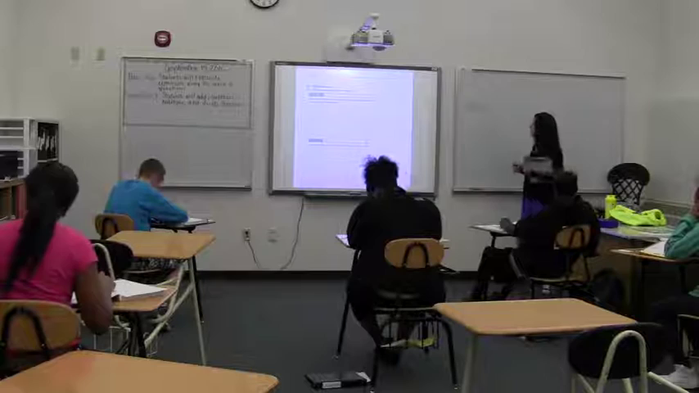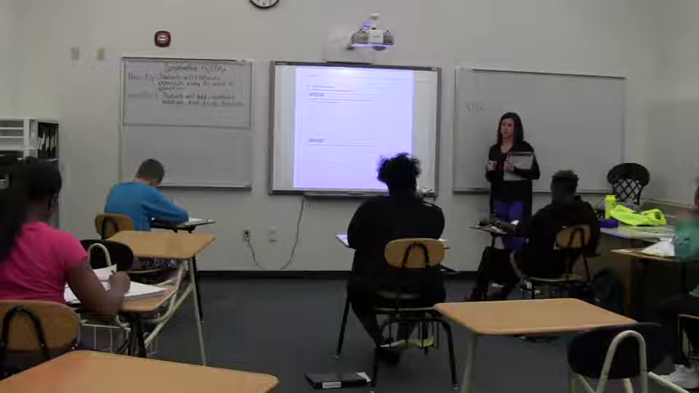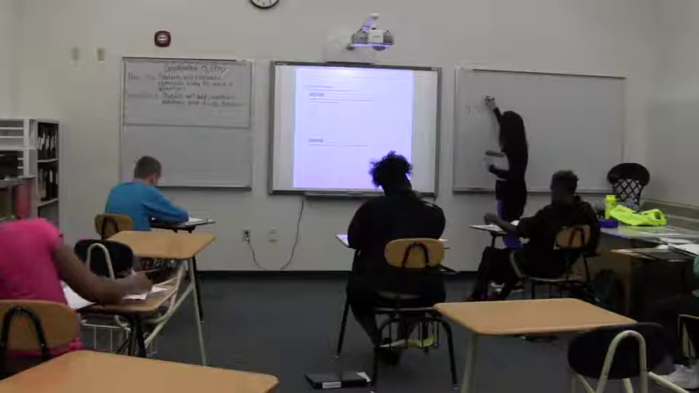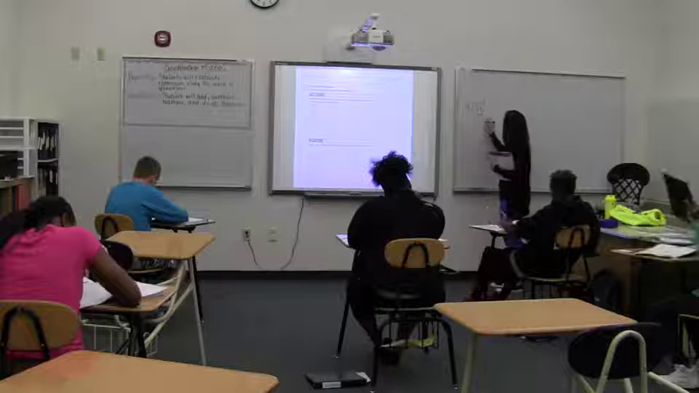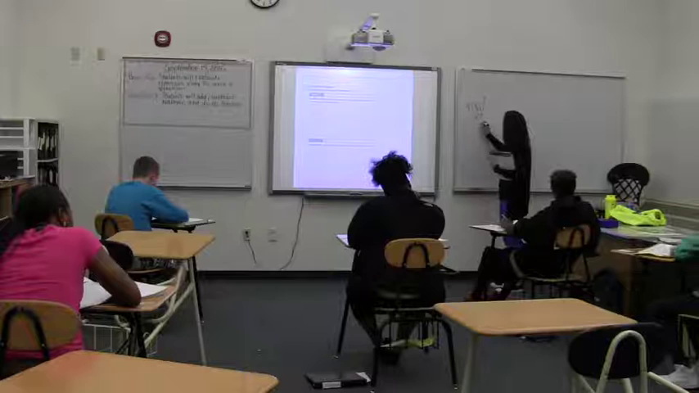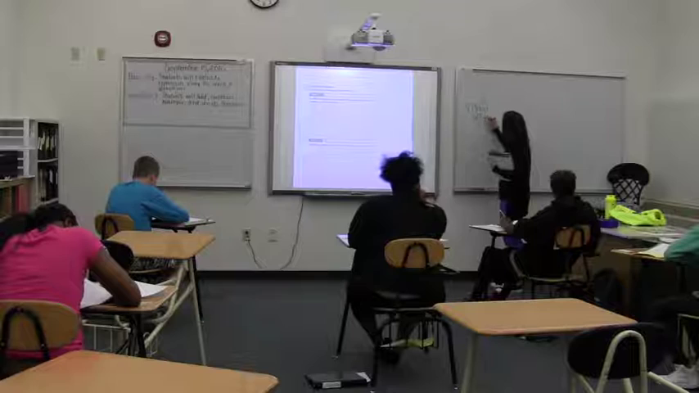Now, how many times can 4 go into 30 without going over? 7 times. Before or after the decimal? After. What's 7 times 4? 28. 30 minus 28? 2. We really didn't need to work this one out, right?